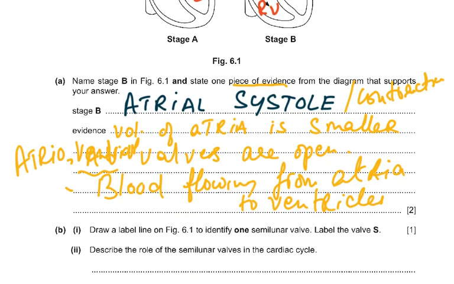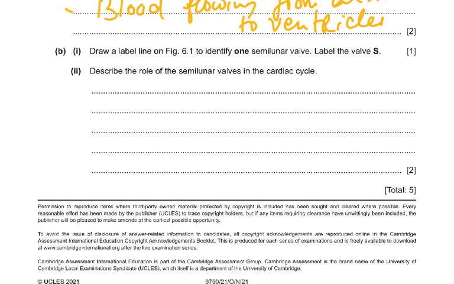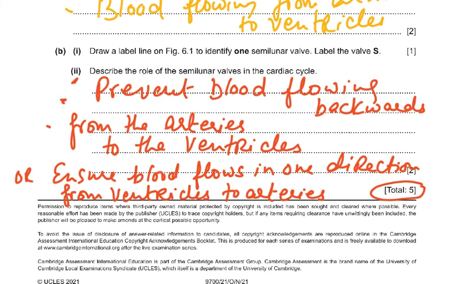Then, as we go along in the question, describe the role of the semilunar valves in the cardiac cycle. Last part of the question, that was 5 marks, was an easy question as far as I'm concerned. So simple answers: prevent blood flowing backwards from the arteries into the ventricles. If the semilunar valves close, then the blood is not going to come back from the pulmonary artery into the right ventricle, or from the aorta into the left ventricle.